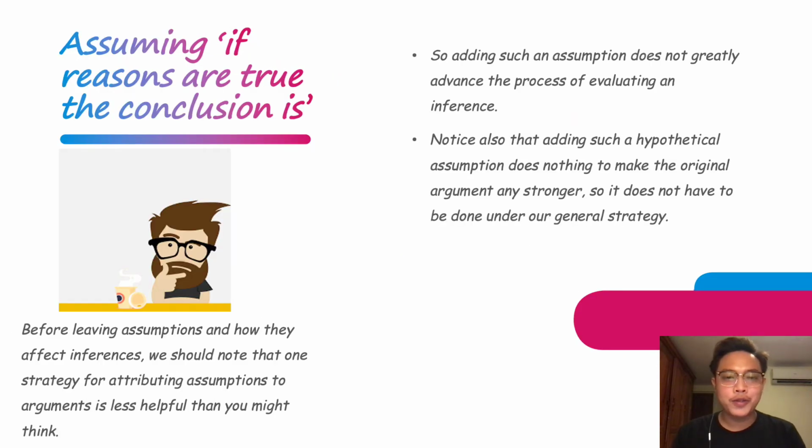So let's continue to the second part of this chapter, which is assuming if reasons are true, the conclusion is. This part is really about an argument. When people read through an argument and see a reasonable reason, they may think that the conclusion is good, or that the argument is strong enough, but what they have seen and thought is not right.